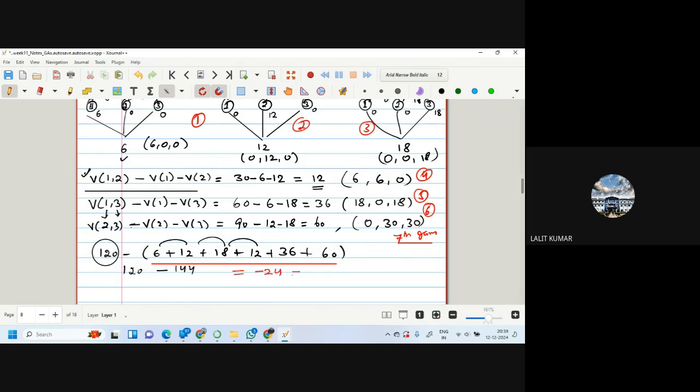In this seventh game with value minus 24, all three players contribute. So this will become minus 8, minus 8, minus 8.